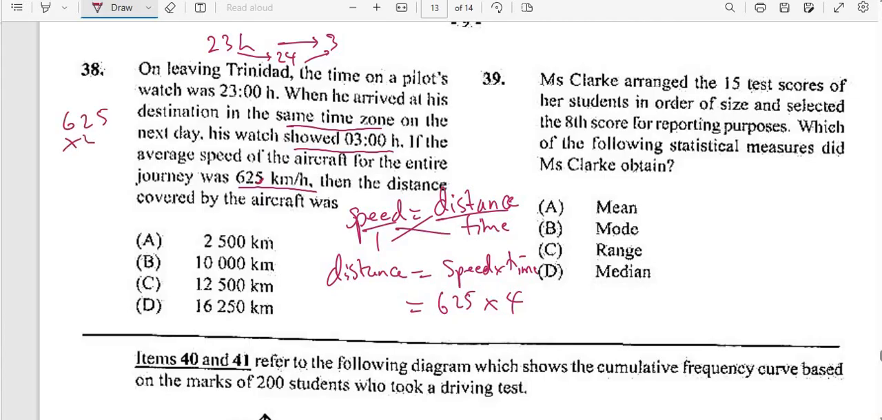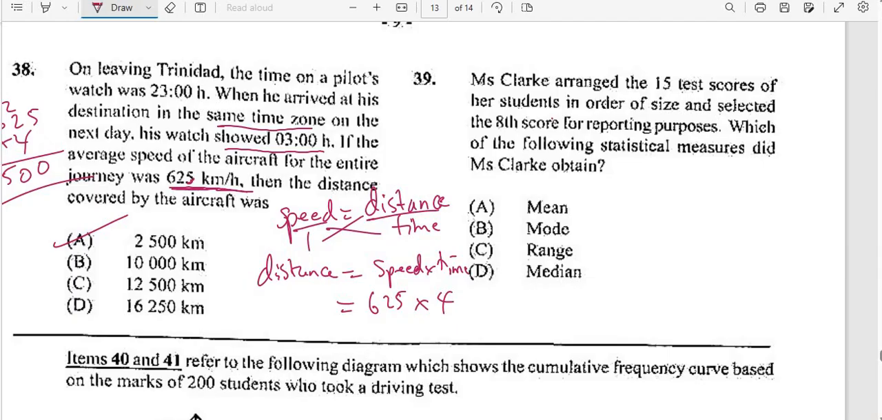So let's work that out. 625 times 4. 4 5s, that's 20. 4 2s, 8, and 2, that's 10. 4 6s, 24, and 1, 25. And that's going to be 2,500 kilometers. Okay, so this was indeed 625.